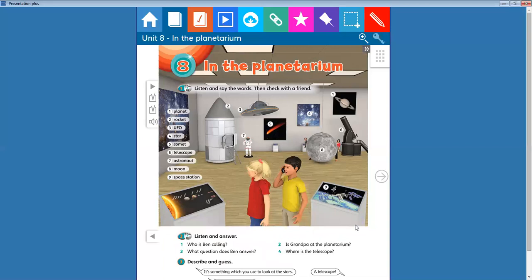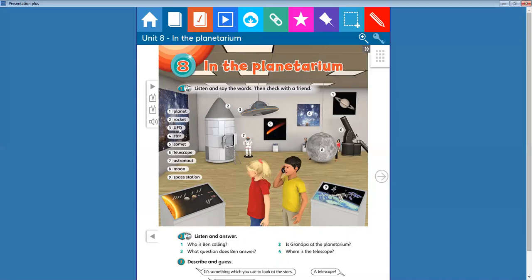Okay, that was the audio. So let's see what these words are. The first one is planet. Here is a picture of a planet. We know in space we have so many planets, and this is one of them. 2, rocket. A rocket is the vehicle we use to go to the moon or to space in general. 3, UFO. Number 3, this is UFO.